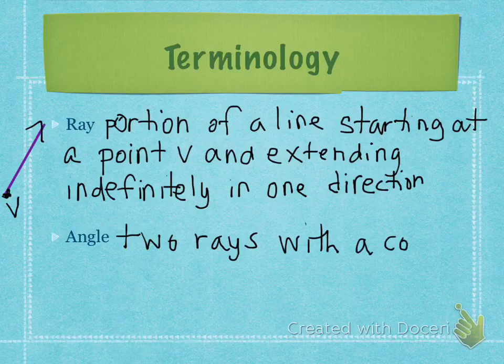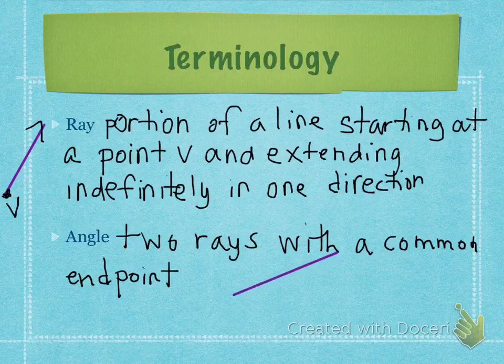With a common end point. Now they only have one end point, each of them, and they must share it for it to actually be an angle. And if you're taking a look at what that image looks like, we have this going on, two rays, and they share this endpoint V.